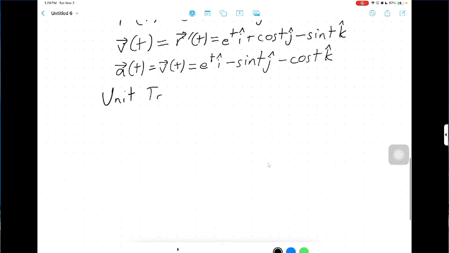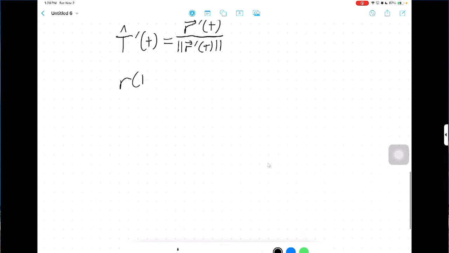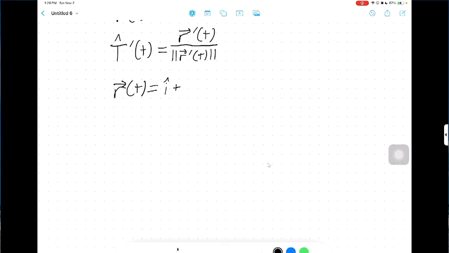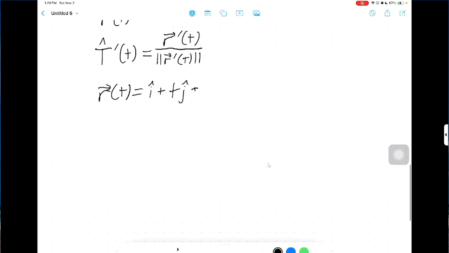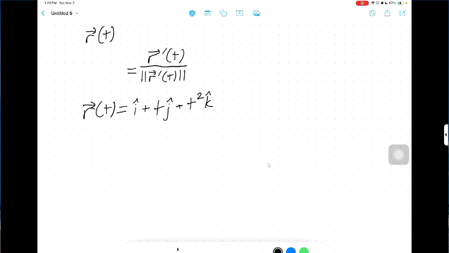Unit tangent vectors is next up. So suppose that we had any standard vector function r of t. The unit tangent vector is going to be the derivative of the vector function over the magnitude of the derivative of the vector function, like so. So if I wanted to find it out for r of t is equal to i plus t j plus t squared k, and let's say I asked you to find the unit tangent vector of this function at a particular point, say 1, 1, 1, which should be obvious t is equal to 1 here.